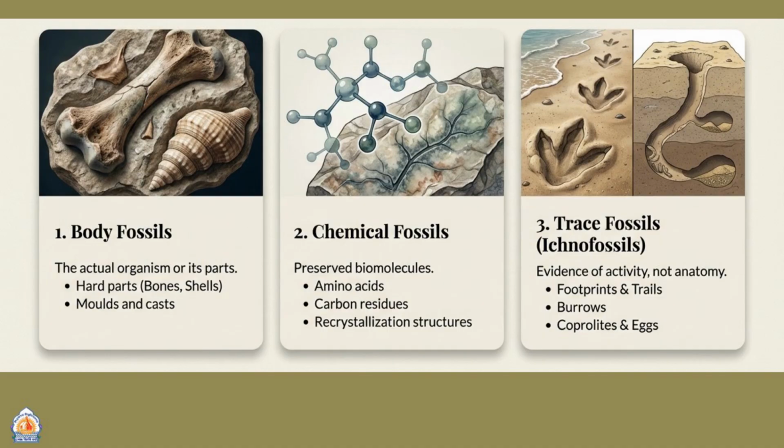The next one is the trace fossil. These are also called ichnofossils. Trace fossils represent the activities of the organism rather than their bodies. For example, footprints, trails, burrows, coprolites, which are fossilized excreta, and fossilized eggs. Trace fossils provide valuable information about the behavior, movement, and habitat of ancient organisms.